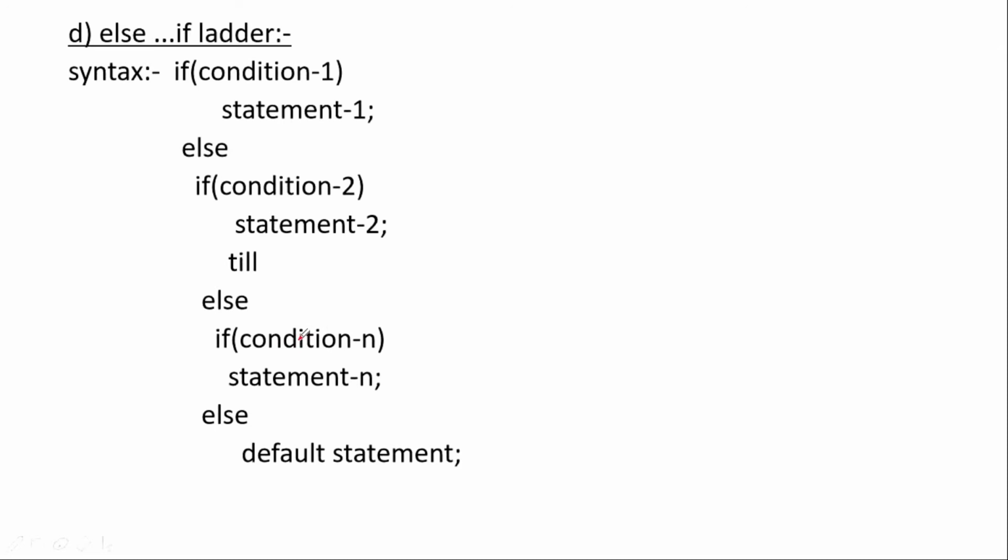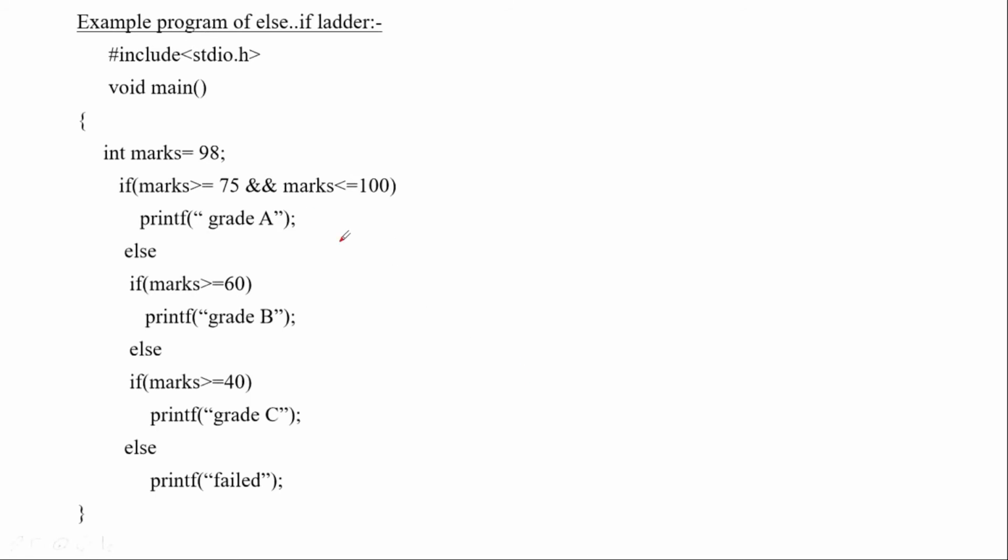If none of these conditions is true, then the default statement will be printed. We'll see an example to understand this else if ladder very clearly. I have taken integer marks equal to 98. First it comes to this if statement and checks whether marks are greater than or equal to 75 and marks less than or equal to 100. If so, then this printf statement will be executed.